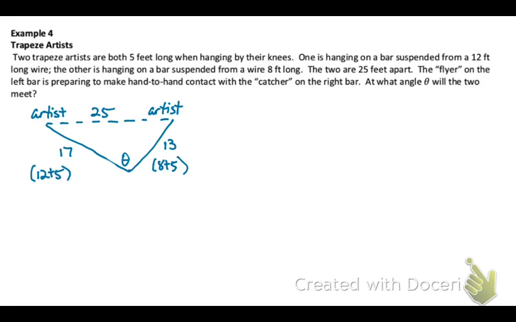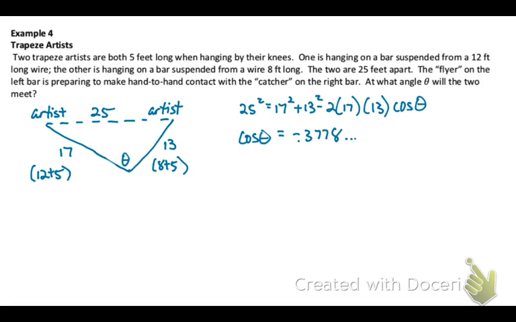All right, so since this is a side, side, side situation, we can use the law of cosines. And so we'll start with 25 squared, because that corresponds with the angle that we need to know, equals the other two sides squared added together minus 2 times the product times the cosine of theta. And now I'm going to be subtracting and then dividing and find out that the cosine is about negative 0.3778. Use the inverse cosine function to find that those trapeze artists make contact at an angle of about 112 degrees.